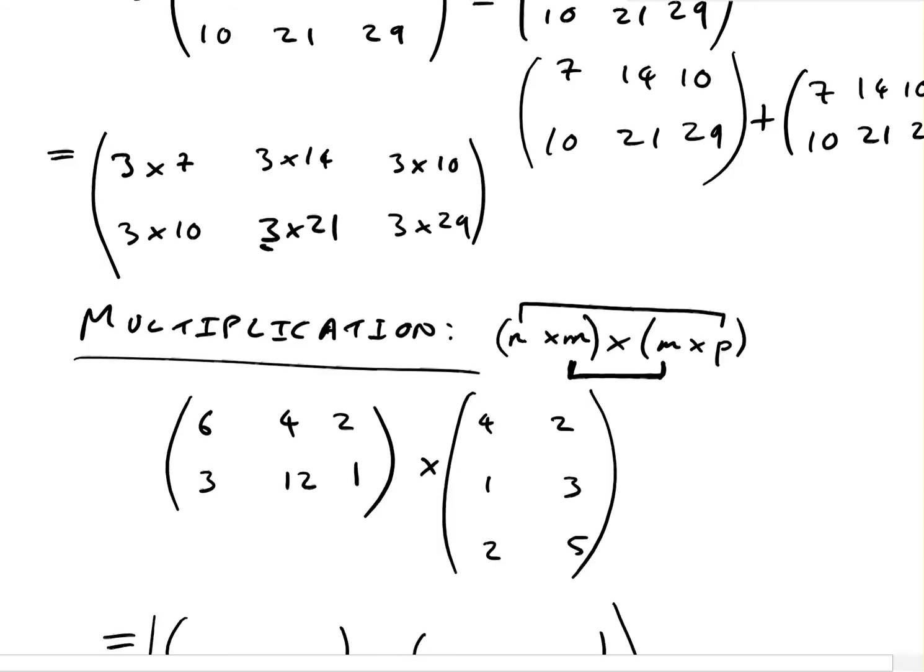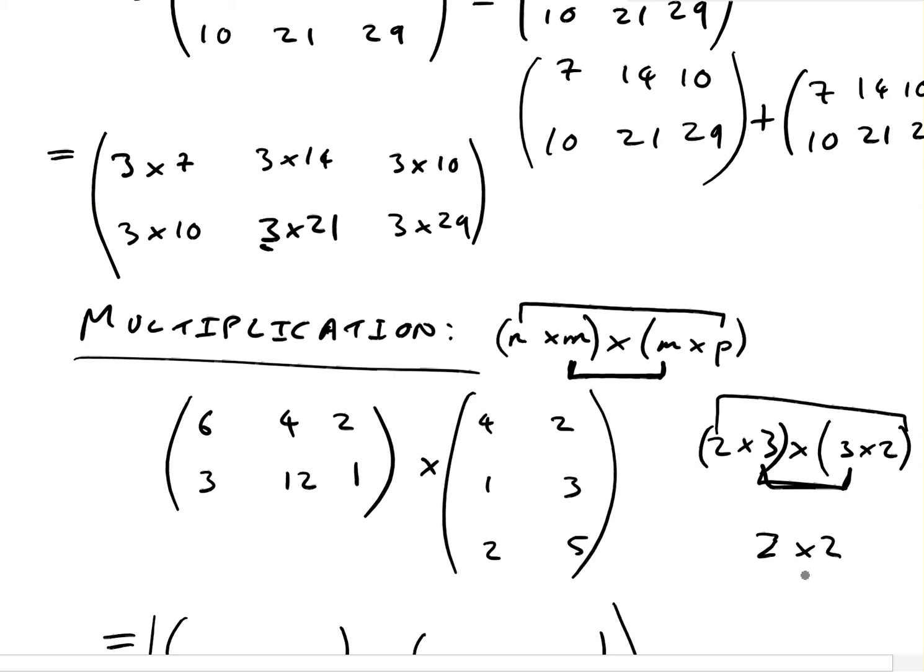So I've got written down here 2 matrices that I want to multiply together. What's the dimension of this matrix? Well, it's a 2 by 3. And I'm multiplying that by a 3 by 2. Well, I can do that multiplication because these inner two numbers match. And the resulting matrix will be given by these outer two numbers. So the resulting matrix will be 2 by 2. Sorry, I said 2 by 3. It's 2 by 2. That will be the resulting matrix.